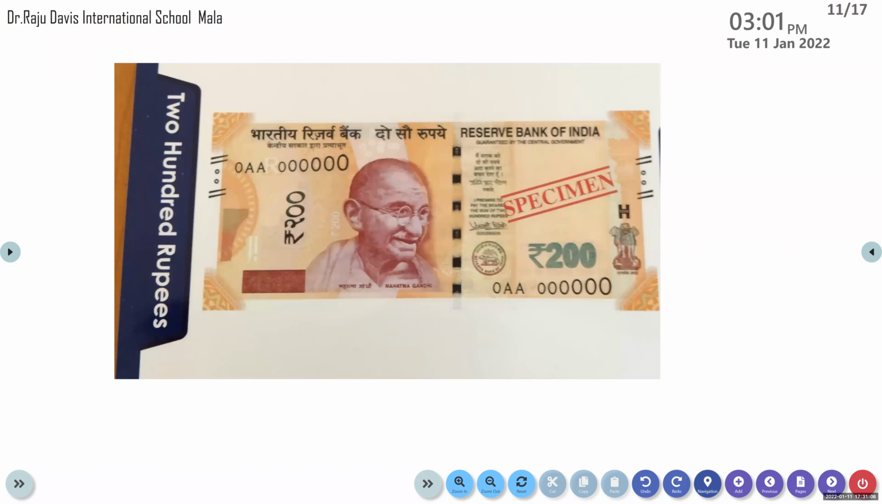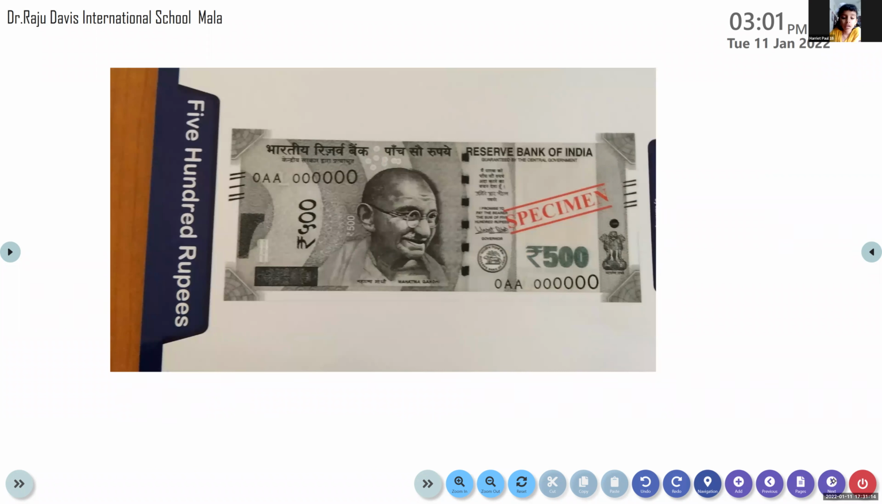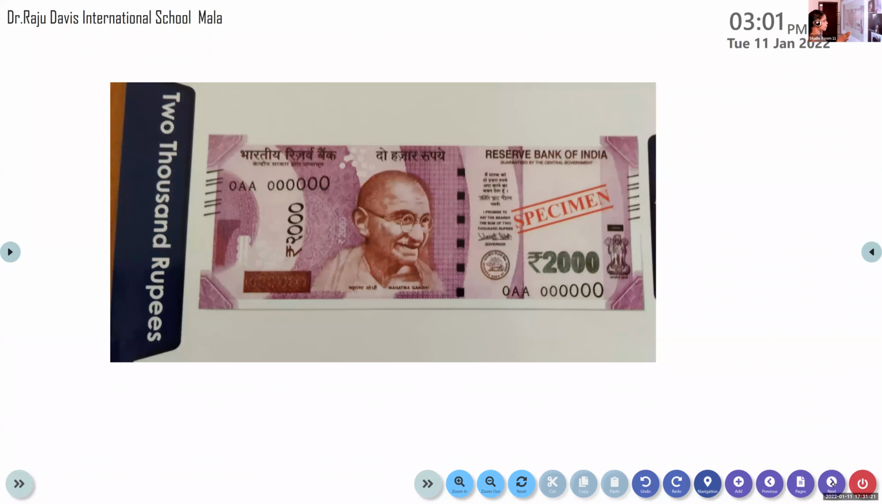Those who joined late, please listen here. 500 rupees. Here also we can see the symbol. No, we didn't start to write. Please listen. Here also we can see 2000 rupees, and here also we can see the symbol. So the symbol is used this way. That is the symbol we use for rupee.